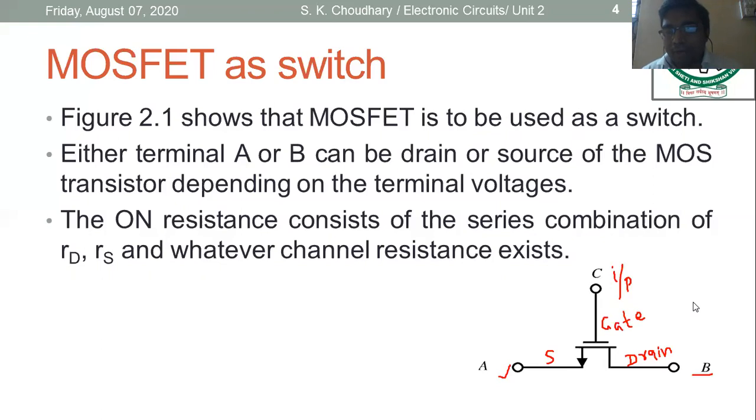Now, if I say this MOSFET is acting as a switch, what does that mean? What is the role of a switch? Does anyone remember what is the role of a generalized switch?